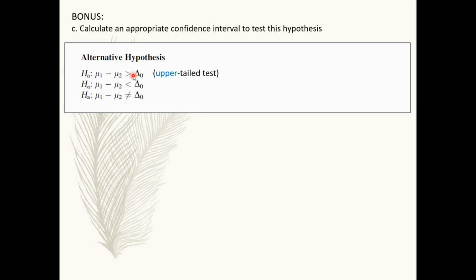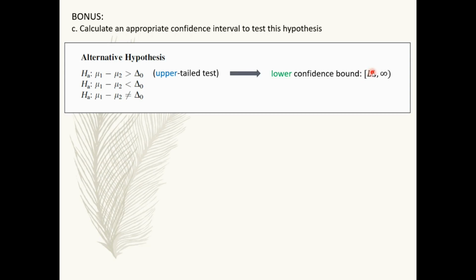This is called an upper tail test. It's upper tailed because the rejection region consists of values that are large, so you reject for values on the upper tail of the distribution. You can think of it that way. The appropriate confidence interval to test this hypothesis is this one here. You need to calculate a lower confidence bound. I called it LL, and that's the value you need to calculate.